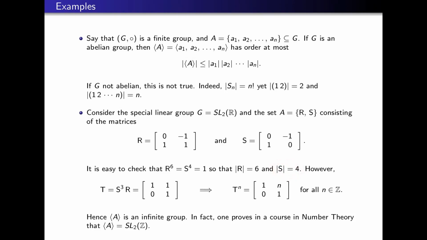However, if we take the matrix T to be S times R, then we get that T to the n has infinite order, because we're going to have 1, n, 0, 1 for all the n's in the integers. And so this does not have a finite order, so now the group generated by A would be an infinite group. And in fact, the group generated by A is the special linear group with integer entries.